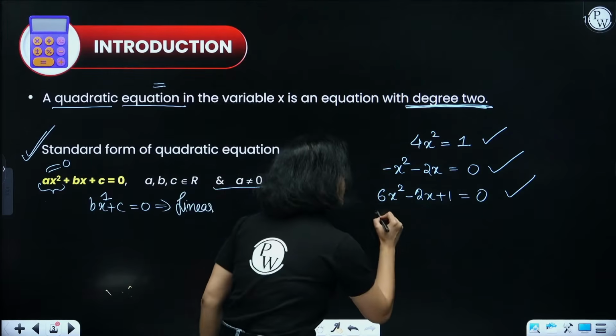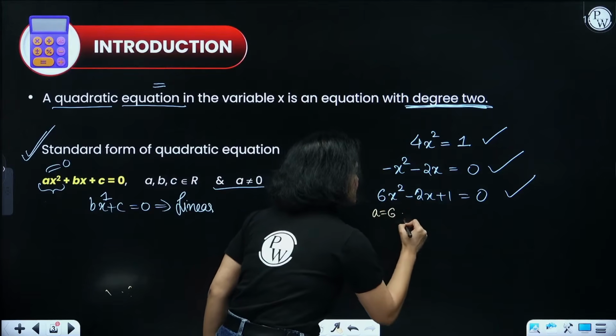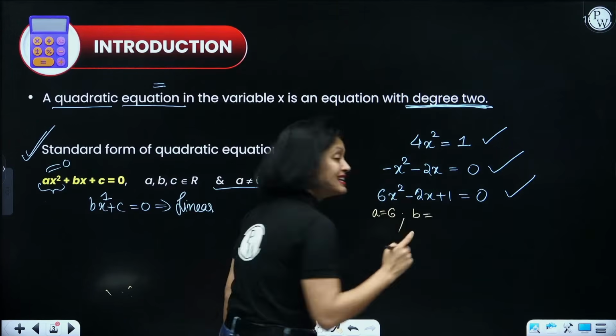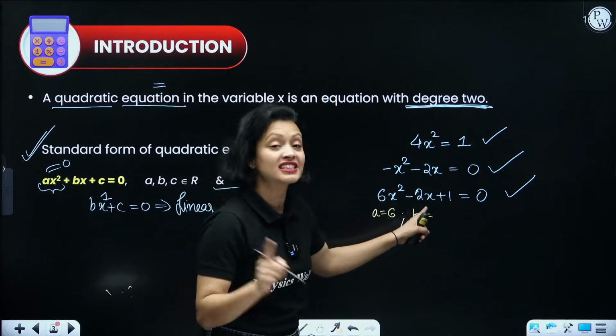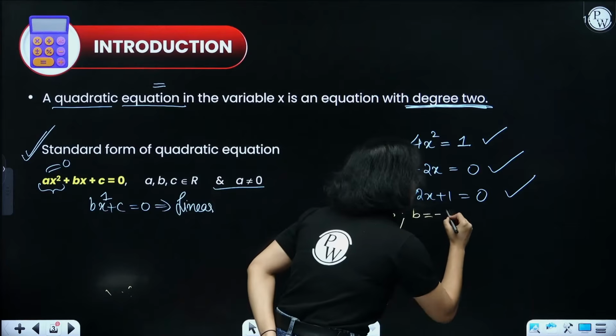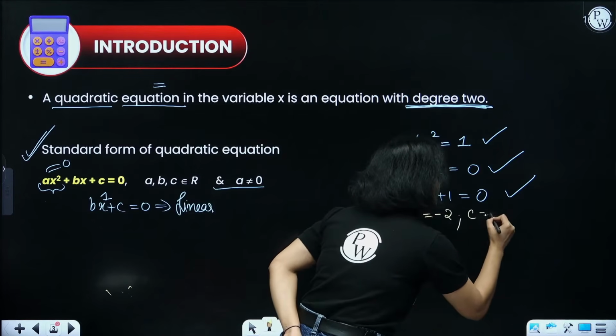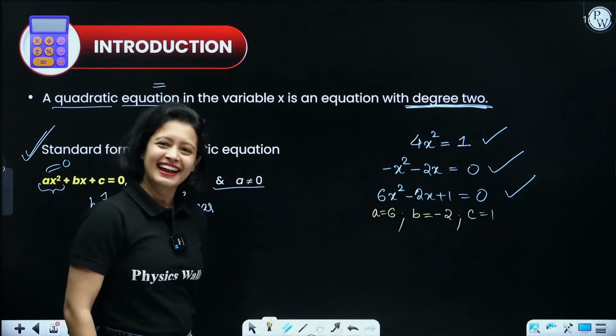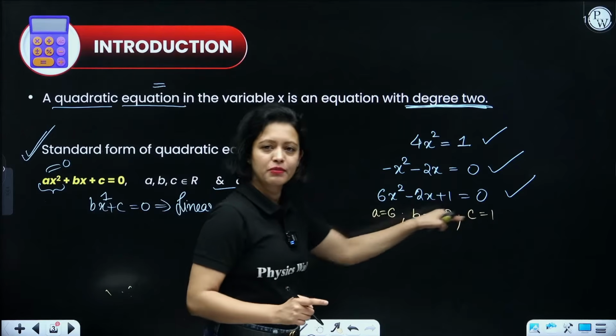Here, what is the value of a? The value of a is 6, everyone. What's the value of b? b is the coefficient of x. The coefficient of x is not 2, it is negative 2. Please don't eat your negative sign, right? So b is negative 2, and finally c is equal to 1. Okay. So you can see the values of a, b and c here.